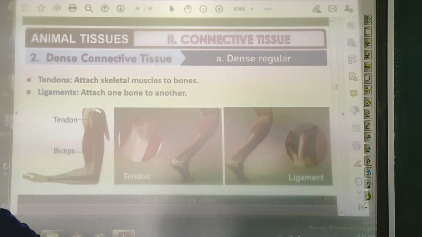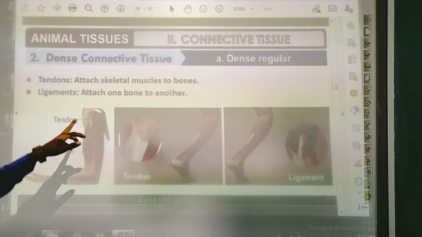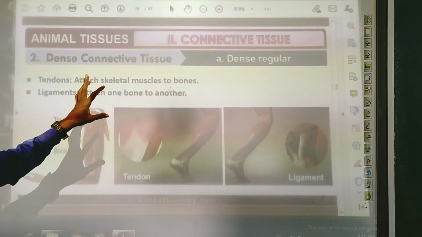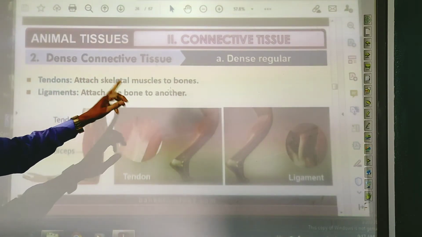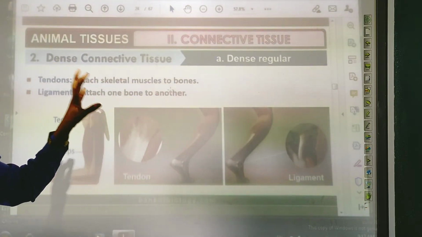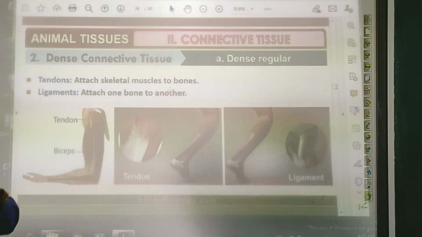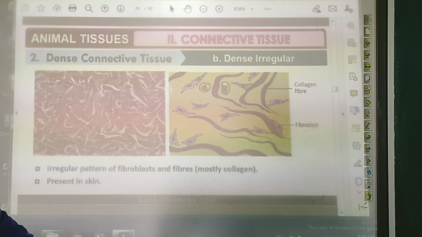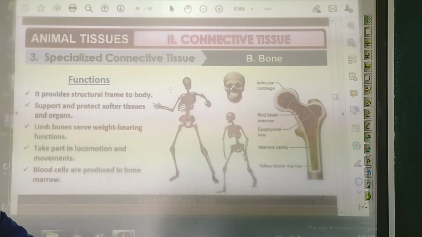Here are some important things, the difference between ligament and tendon. The tendons attach skeletal muscles to bones, and ligaments attach one bone to another bone. That is the difference between tendons and ligaments. Then cartilage and bones. The function of bone is providing the structural organization of the body.